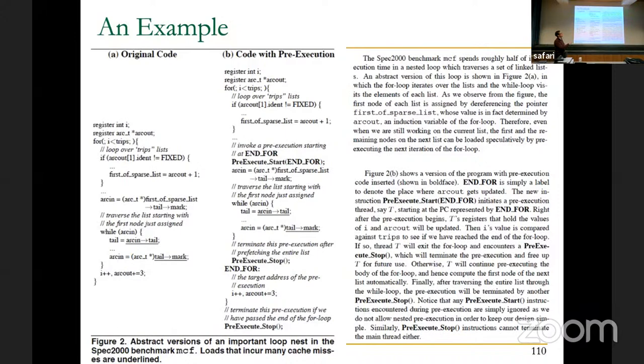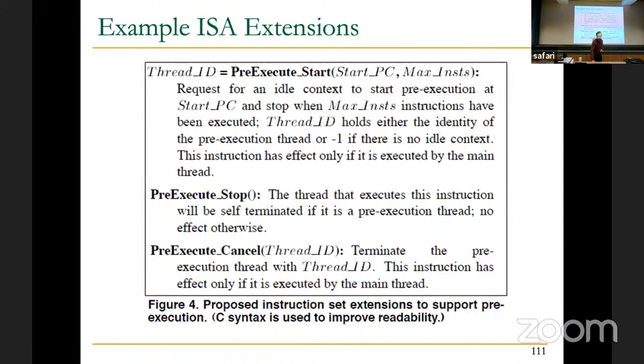Okay, and you can read, there's more information that essentially says what I just said, but with a little bit more information. So for this, you need some ISA extensions. You need to be able to spawn a thread using this information, pre-execute start, start PC, and the maximum number of instructions to be executed to ensure that you don't execute too many instructions, for example. Pre-execute stop basically terminates that thread. And pre-execute cancel, here the main program can cancel a thread that has started. It could be useful if the main program, for example, says, I don't need this anymore, right? So basically, this is completely software-controlled pre-execution.